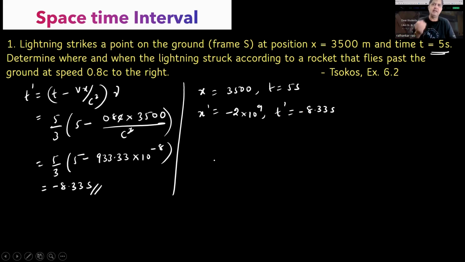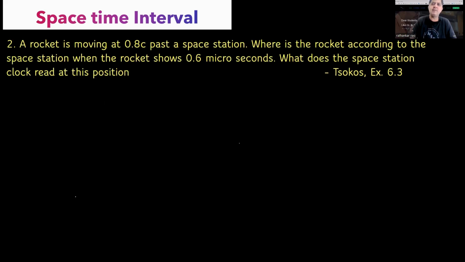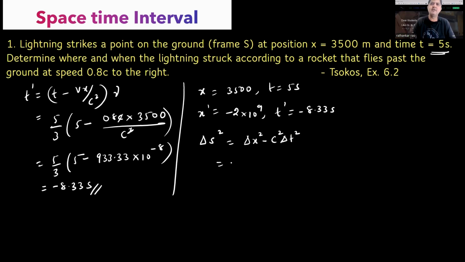What can be equal? There's only one parameter which can be equal. What is that? It is nothing but your space-time interval delta s square. What do you mean by that? Which means that if you take delta x square minus c square delta t square, let's find out what this value is. Now I'll replace this delta by x over here. So I get 3500 the whole square minus c square into t dash, 8.33 square. This is 5 square over here.